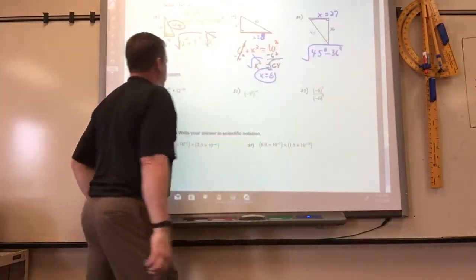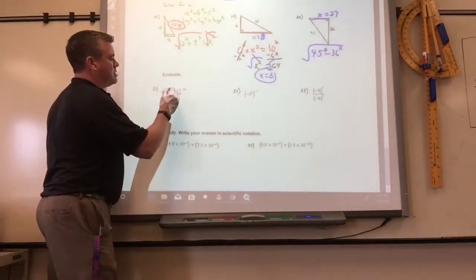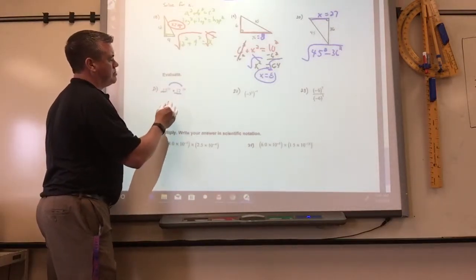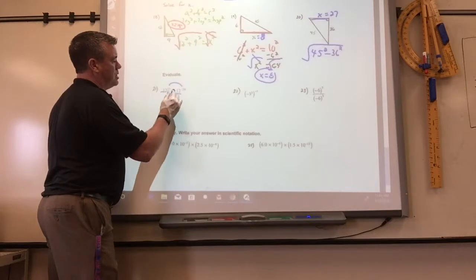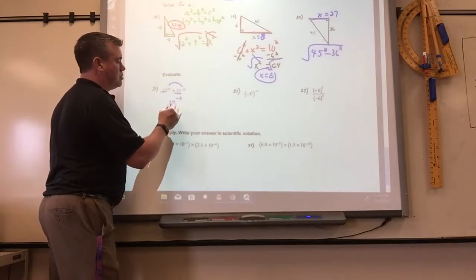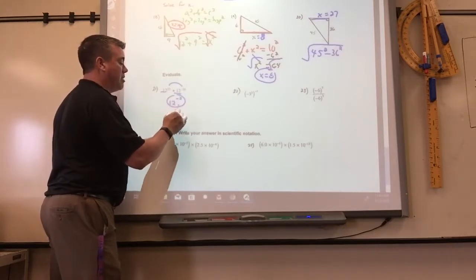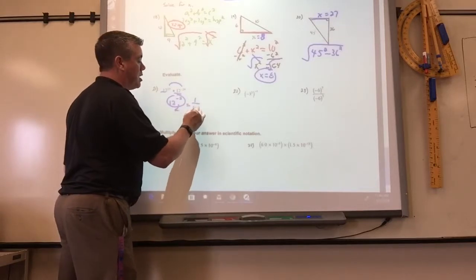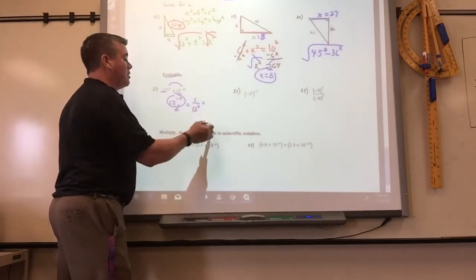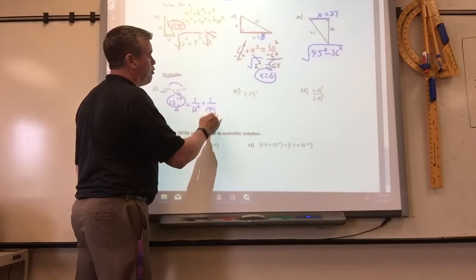Then we got the exponents. When it's the same base, you just add the tops. 27 plus negative 29 is negative 2. Remember, if it's negative, you got to put it underneath, so it's 1 over 12 squared. It says evaluate, so that's 1 over 144.